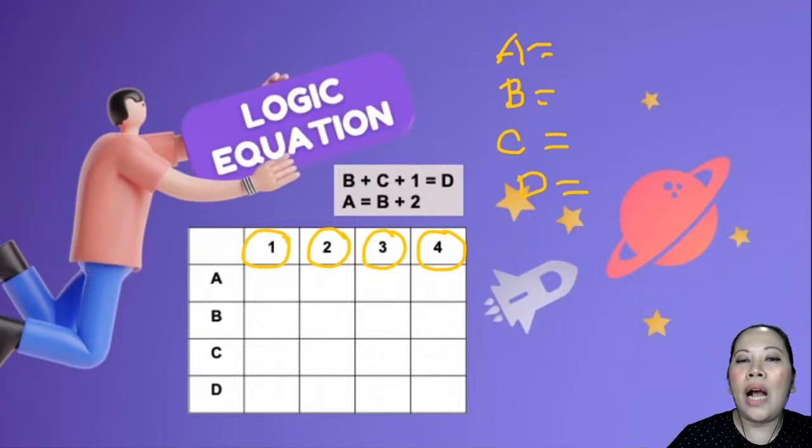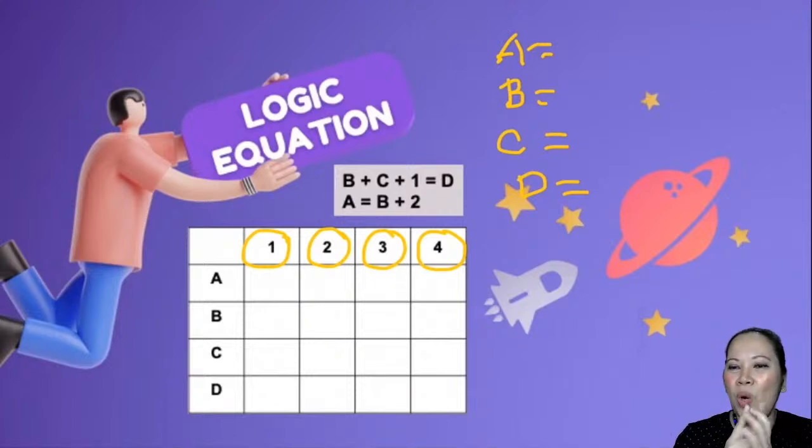So again, the rule of the game, this is a logic equation. The rule of the game is you can only use 1, 2, 3, 4 to substitute B, C, D, and A to make the equation true. However, you cannot repeatedly use the same number. You can only use each number once.